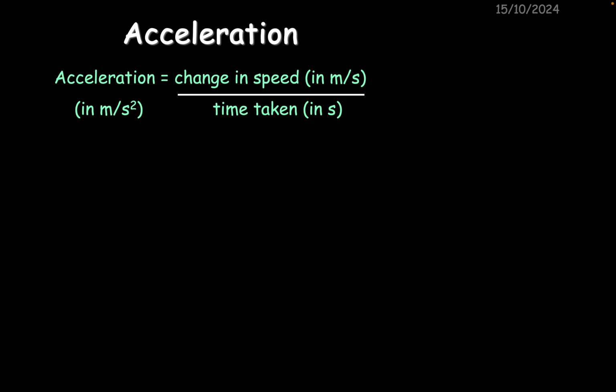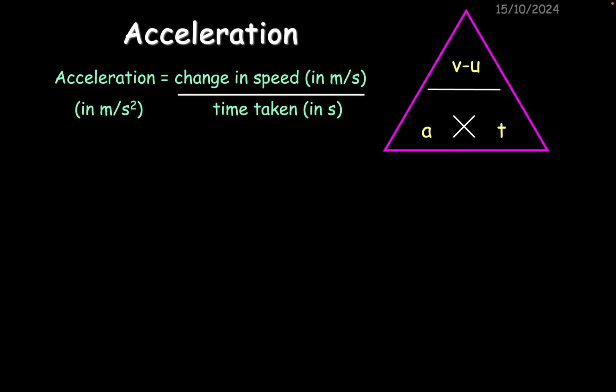So acceleration is change in speed, which in GCSE is measured in meters per second, divided by the time it takes to change that speed. When you put it in terms of the symbols used in GCSE, it will be a equals v minus u, divided by t, where v is the final speed, u is the initial speed. And that's how we do it in GCSE and A level. a is the acceleration, small a, and t is the time taken.